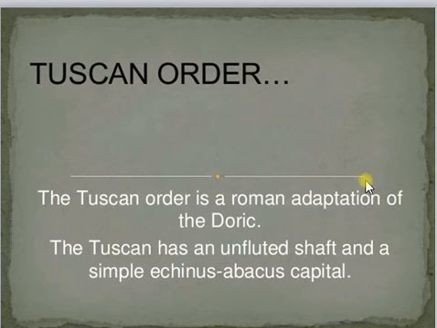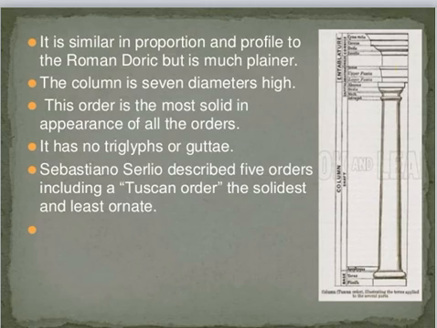So let's come to the Tuscan order. It is one of the two classical orders developed by the Romans, the other being the composite order. It is influenced by Doric but has unfluted columns with simpler entablatures with no triglyphs or guttae. It is similar in proportion and profile to the Roman Doric but is much plainer. The column is 7 diameters high.